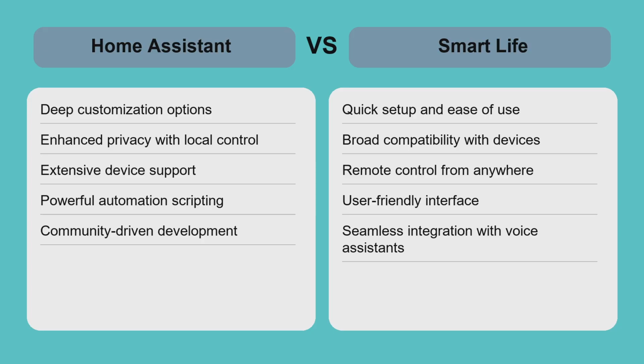For example, if you want a secure, offline smart home with complex automations, Home Assistant is the clear choice. If you prefer plug-and-play devices with minimal setup and remote control via app or voice assistants, Smart Life fits better.